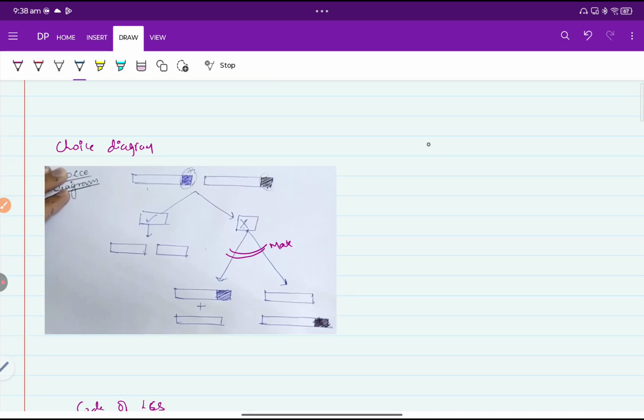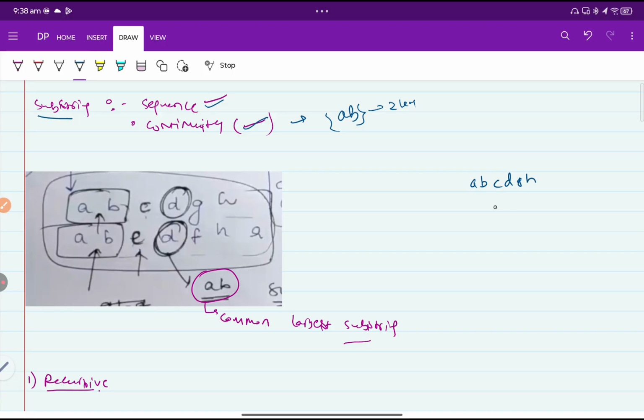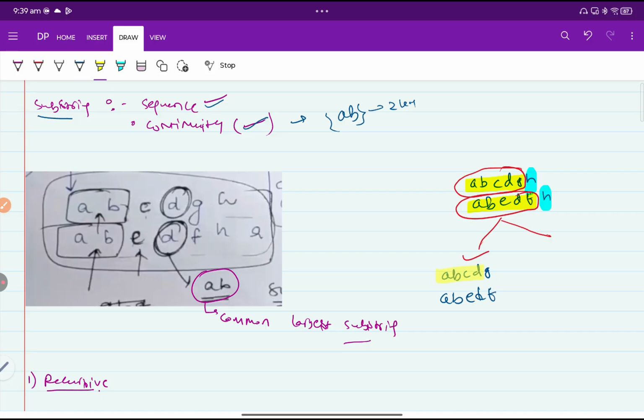If we talk about the subsequence, here we have a b c d g h and a b e d f h. If I leave the a, there is only one character in common. In the recursion we iterate from the largest to the smaller, that's why I started with the last character. There is an h and there is an h. If they are common, then I call this function for the yellow part only, that means a b c d g and a b e d f.